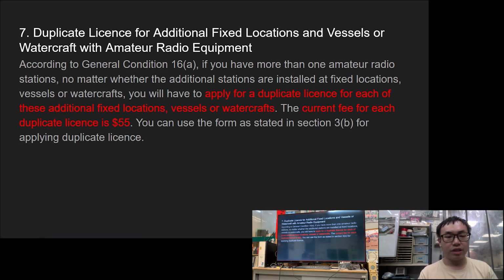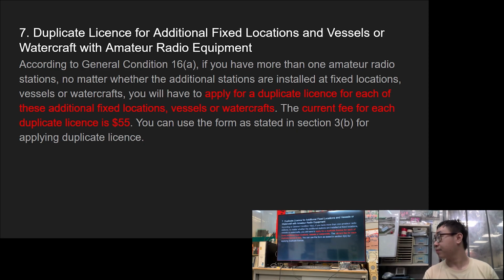Okay, and sometimes we have to put our duplicate license in different places. Like for a fixed station or for watercraft, you will have to apply for a duplicate license for $55. It is a must. Otherwise, you're violating the regulations. Okay, $55. For additional fixed locations, vessels, or watercraft, you will have to apply for a duplicate license.